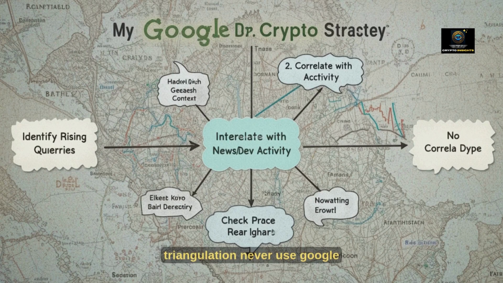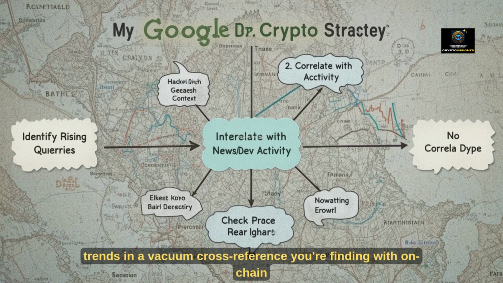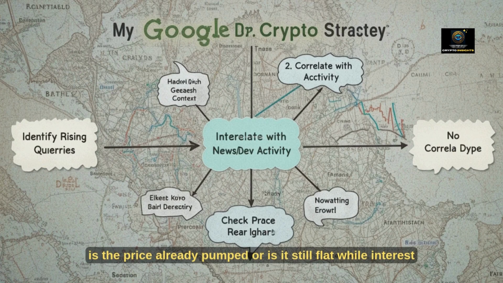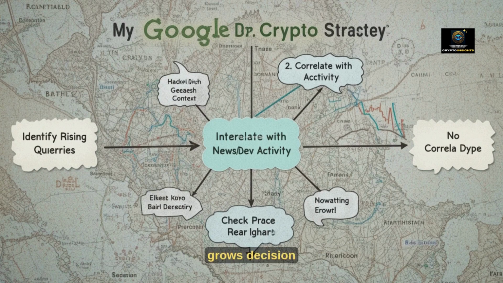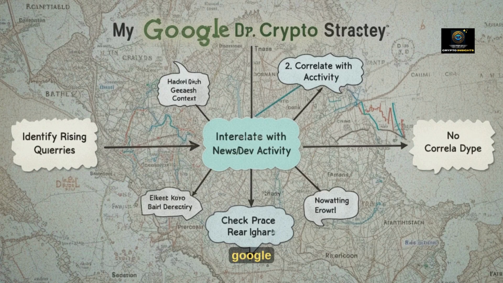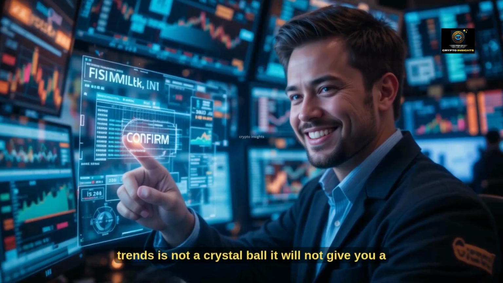Context is king. Triangulation. Never use Google Trends in a vacuum. Cross-reference your finding with on-chain data, development activity on GitHub, social media sentiment, and of course, the price chart. Is the price already pumped or is it still flat while interest grows? Decision. Strong search growth plus positive fundamentals plus not yet inflated price equals a very compelling candidate for deeper research and a potential investment. Google Trends is not a crystal ball.